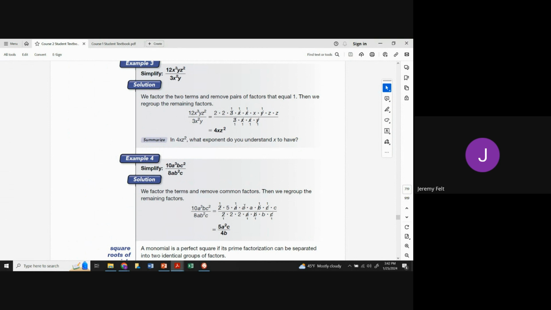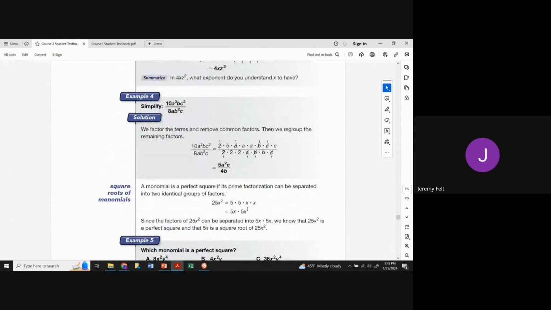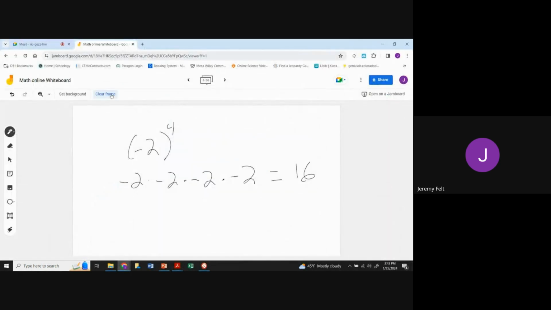So let's look at example 4. I'll get it copied down here.